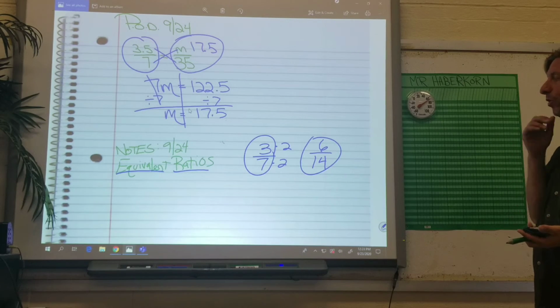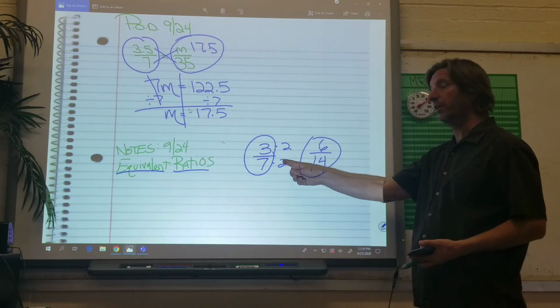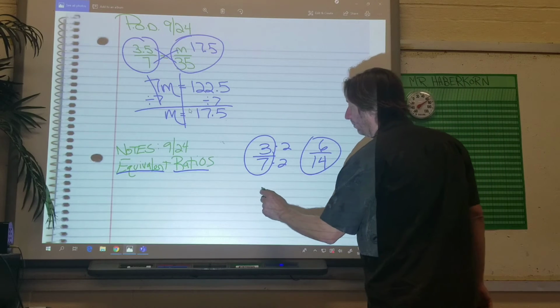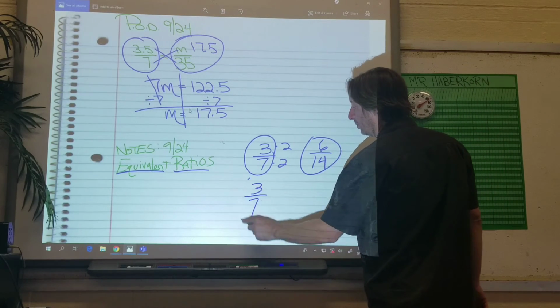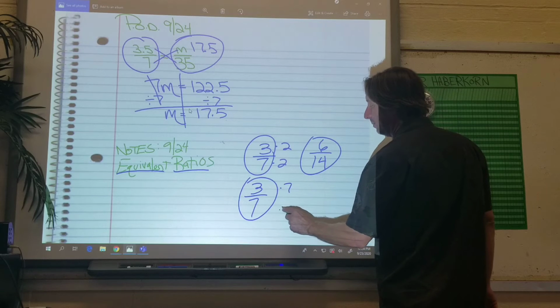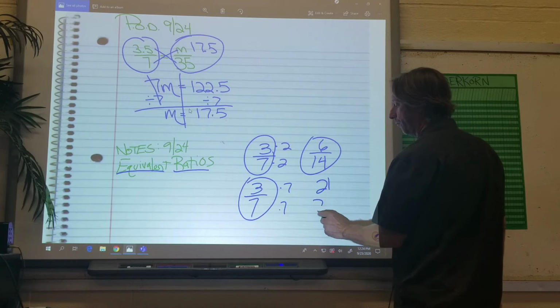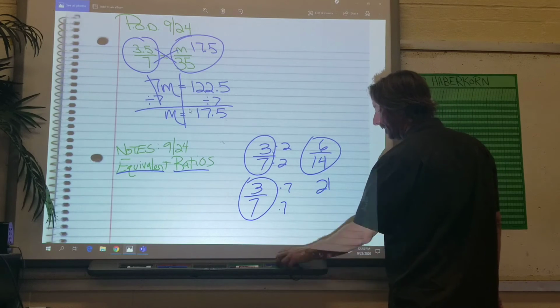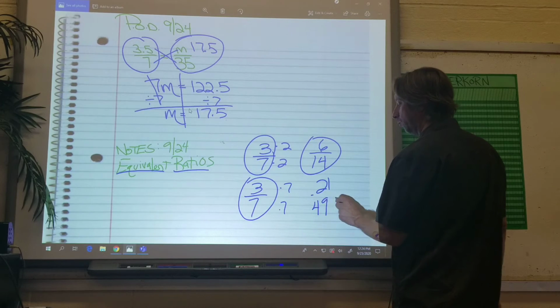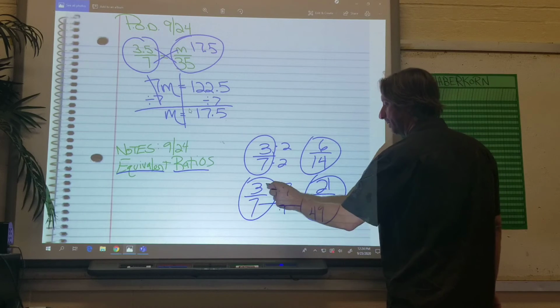And if they ask you to find an equivalent ratio, come up with a number. It could be any number. I could have used 7. I could have multiplied them both by 7 and got 21/49, which is equivalent to 3/7, right?